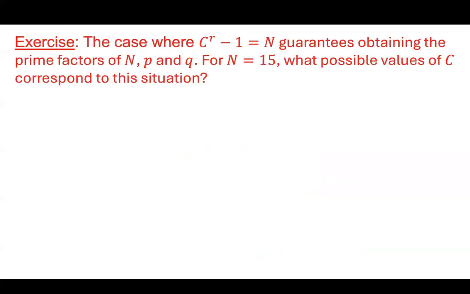As an exercise, recall the condition c to the r minus 1 equals n that guarantees finding p and q directly. For the n equals 15 case, find out what values of c satisfy this condition.